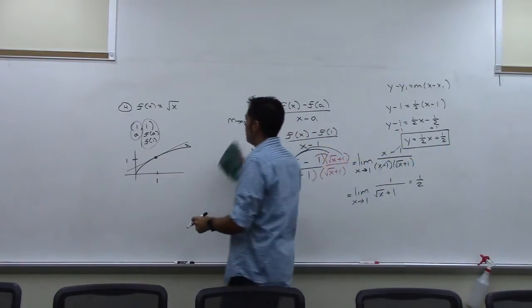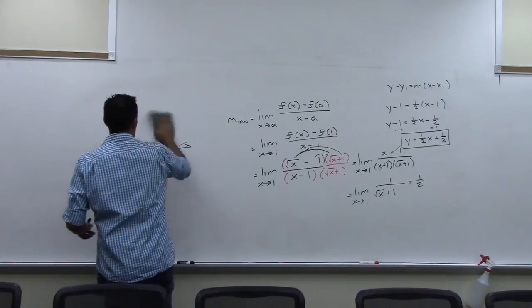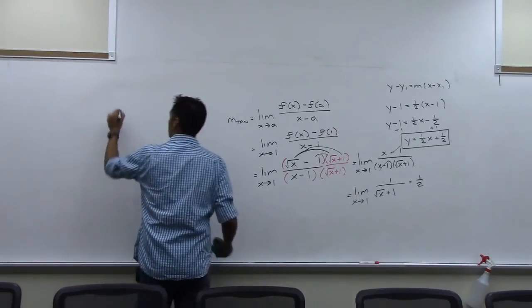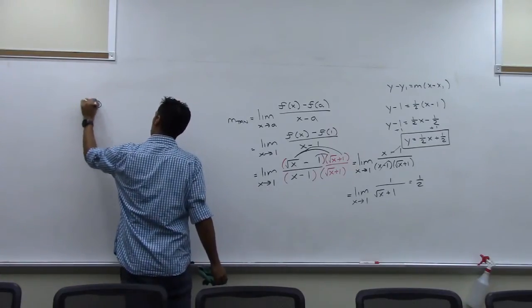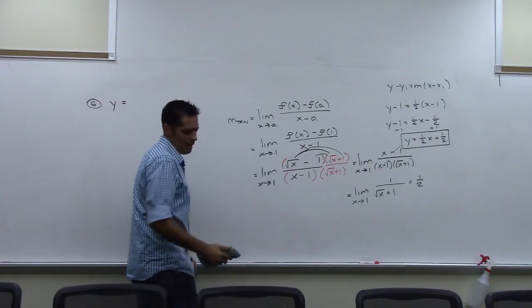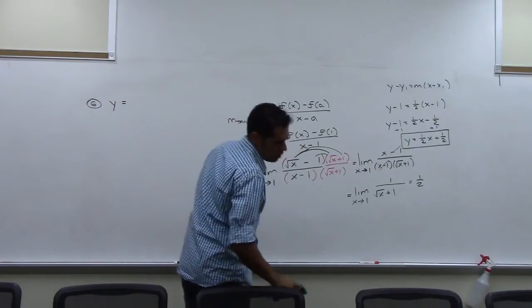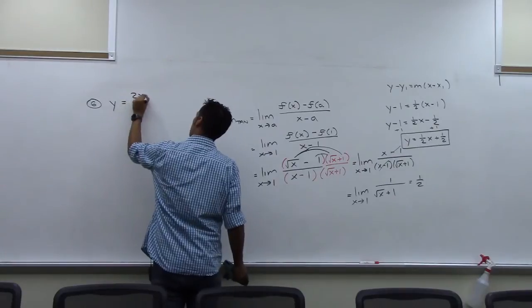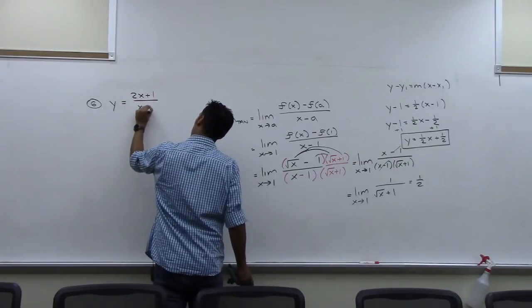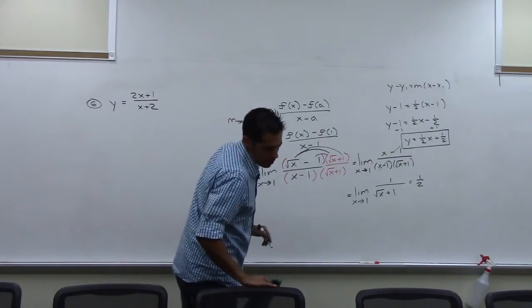All right, let's look at number 6. Oh yeah, by the way, that was number 5. I had written 4 up there. Number 6, y equals 2x plus 1 over x plus 2. And the point that we're given is 1, 1.